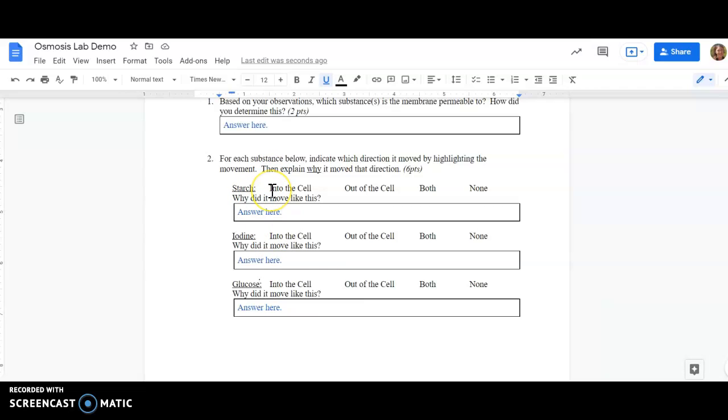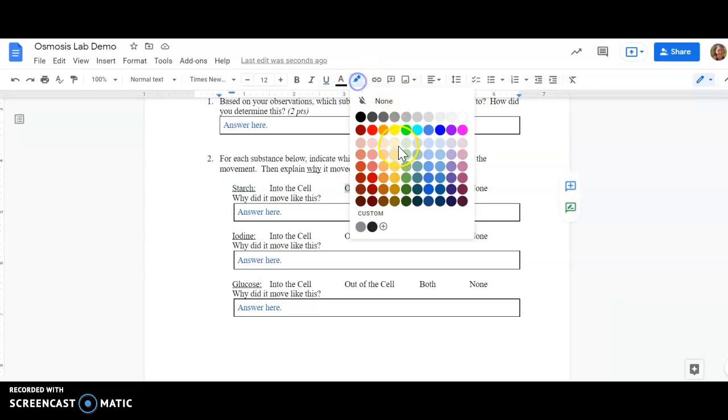If I think that the starch was already inside the cell, could it move into the cell? It was already there, right? No, it can't. Could it move out of the cell? Yeah. Could it move both directions? No. Or maybe it didn't move at all. Who knows? Well, you should know. You finished the video, right? But whatever the one that you think is correct, you're going to highlight that option.